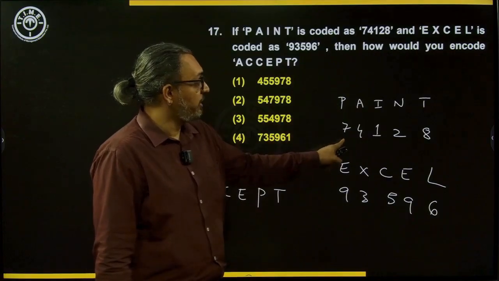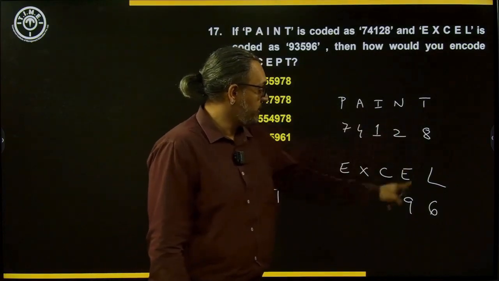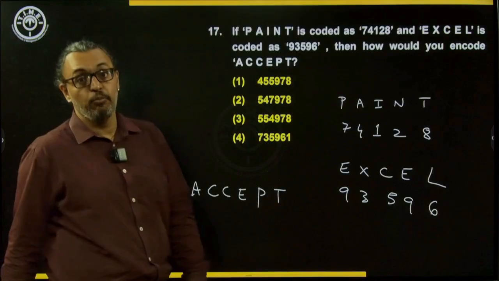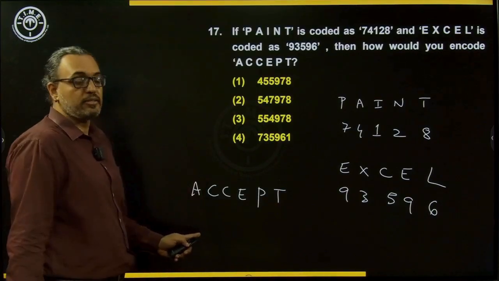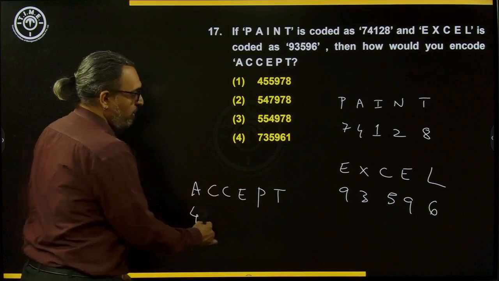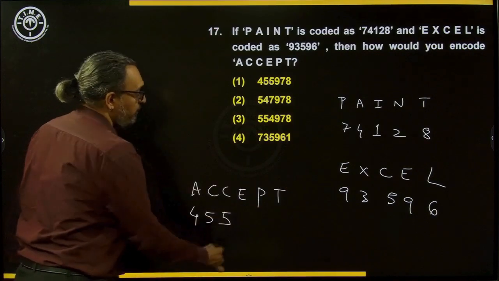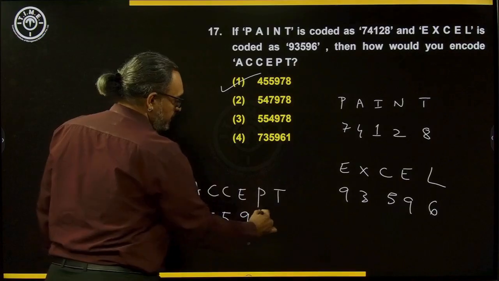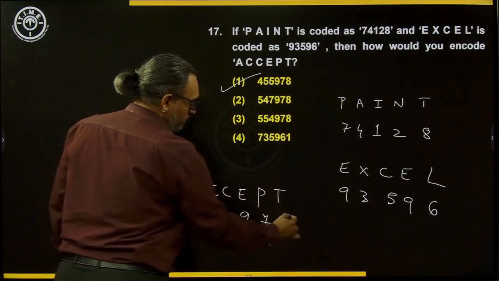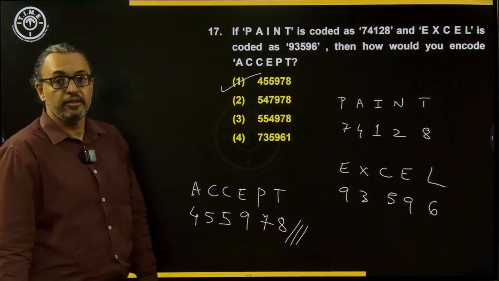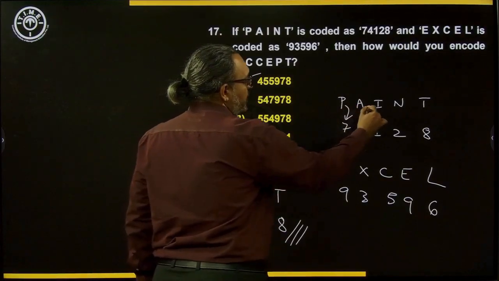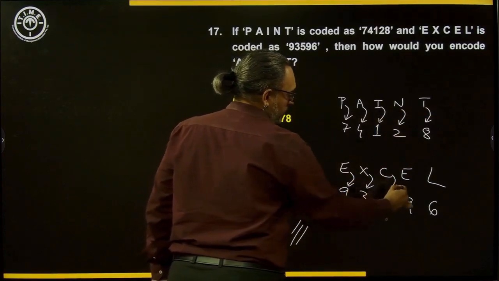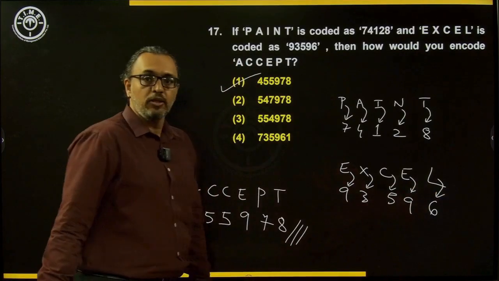For P the code is 7, A is 4, I is 1, N is 2, T is 8, like that. E is 9, X is 3, C is 5, E is 9, L is 6. Correspondingly coded, positional coding. So for that we take this. For A, see you have a 4. For C, you have a 5. So it is 455. So you have an option 455 and 978, because E is 9, P is 7 and T is 8. So this is called positional coding. All the alphabets are coded according to their positions. Got it?